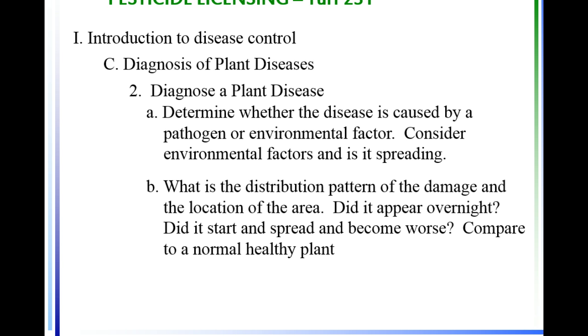All right, so how do I diagnose a plant disease? First, I have to determine whether the disease is caused by a pathogen or an environmental factor. So is it biotic or abiotic? And consider the environmental factors surrounding the plant. And is the actual condition spreading? If it's spreading, it's probably a disease, or a biotic disease. What's the distribution pattern of the damage, and where is it located? Okay, so you're playing CSI of your crop area. Did it appear overnight? Did it start and spread and become worse? So compare what you're seeing to a healthy plant, and that would be what you want to look for.